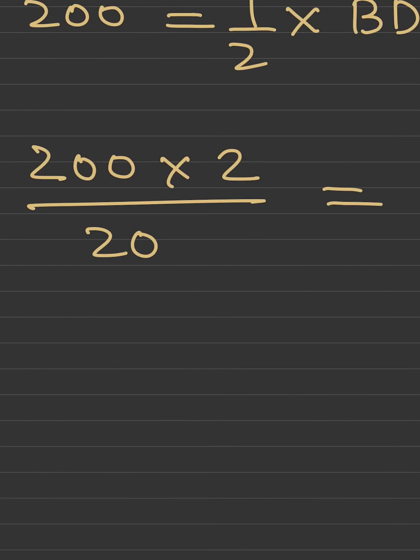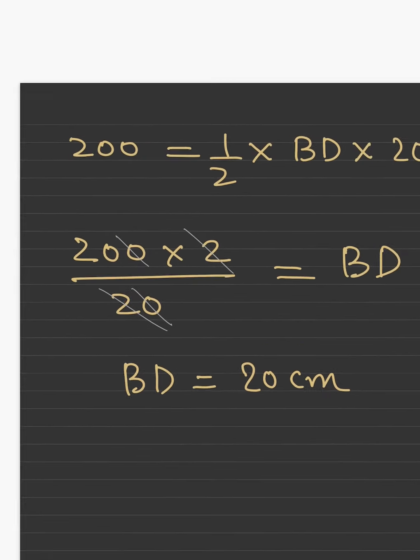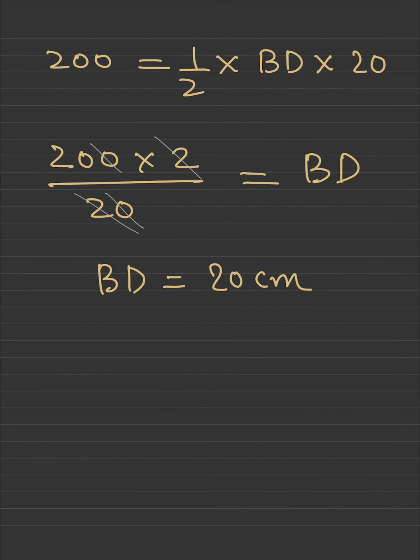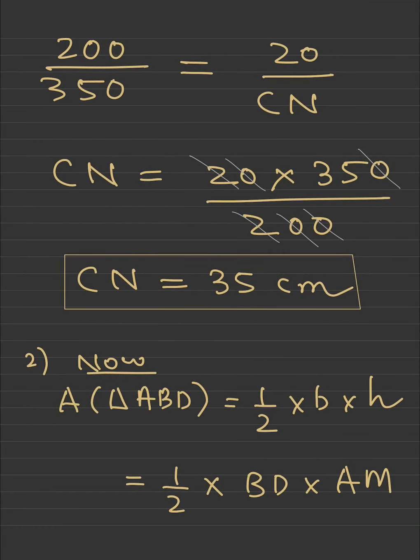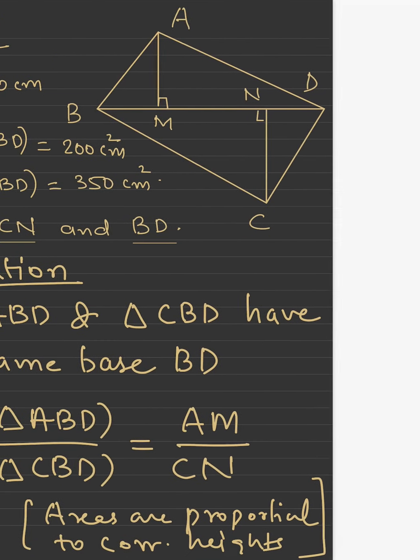Cancel now. The 0 and 0 get cancelled. 2 and 2 get cancelled. What is left is BD is equal to 20 centimeters. So your final answer is BD is equal to 20 centimeters. Clear? So you got both the answers. BD is 20 centimeters and CN is equal to 35 centimeters. Clear to all?